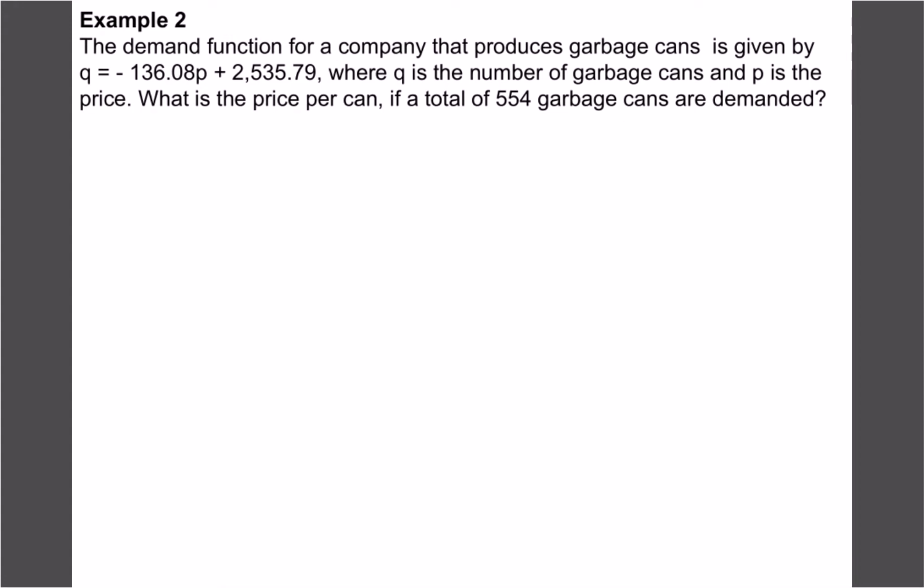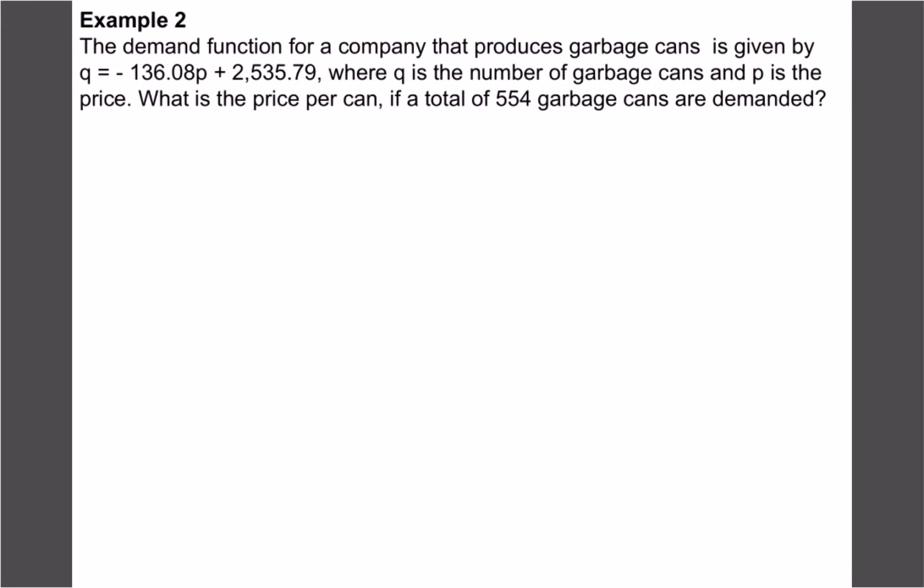Now we look at the second example. It says the demand function for a company that produces garbage cans is given by Q equals negative 136.08p plus 2,535.79, where Q is the number of garbage cans and P is the price. What is the price per can if a total of 554 garbage cans are demanded?